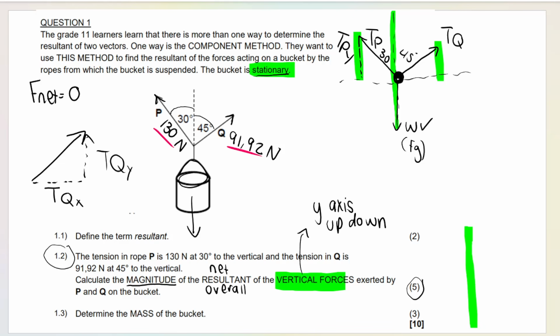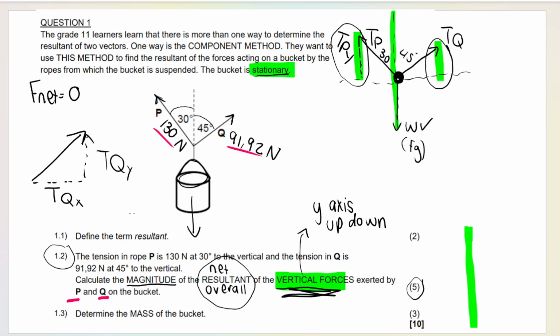So when we consider the vertical forces, we need to consider all of them, including the components. But again, the question actually doesn't care about weight. It says the magnitude of the resultant of the vertical forces exerted by P and Q. So essentially what 1.2 is asking you to do is break TP up into its X and its Y vector. We are only caring about the Y component, and it's asking you to break TQ up into its components, and we only care about the Y component because they say vertical, which means the Y components, and they want the resultant or the overall.